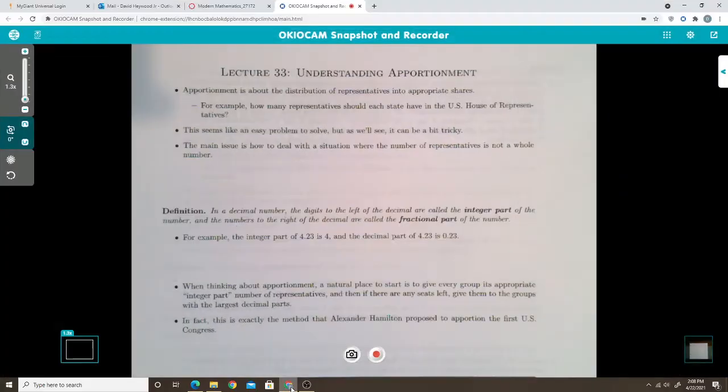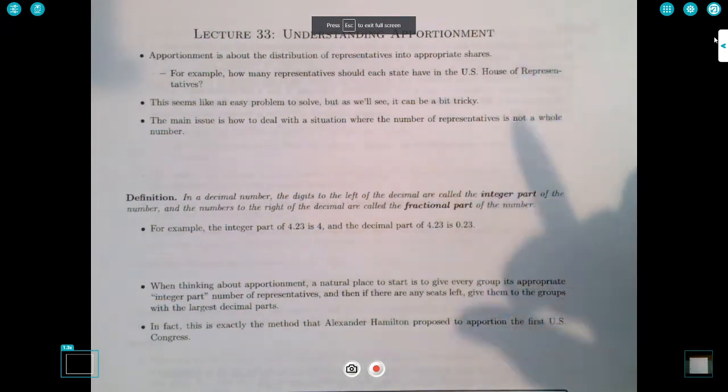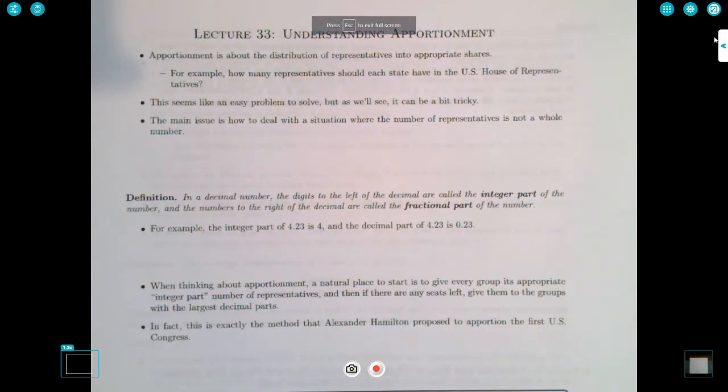All right. Over the course of the next few lectures, we're going to talk about some mathematics that you would encounter in politics. We're going to talk about apportionment in the next couple of lectures, and then we'll talk about some voting issues in a couple of lectures as well. And then that'll be the end of the course. So anyway, let's get to it.